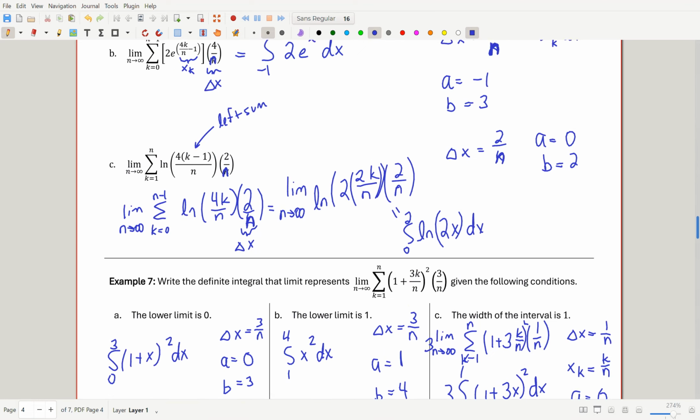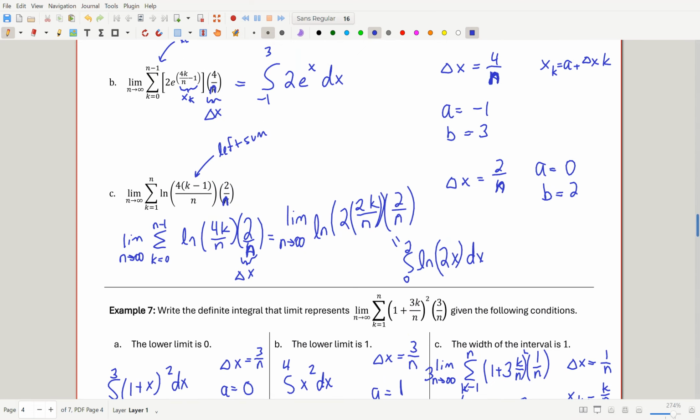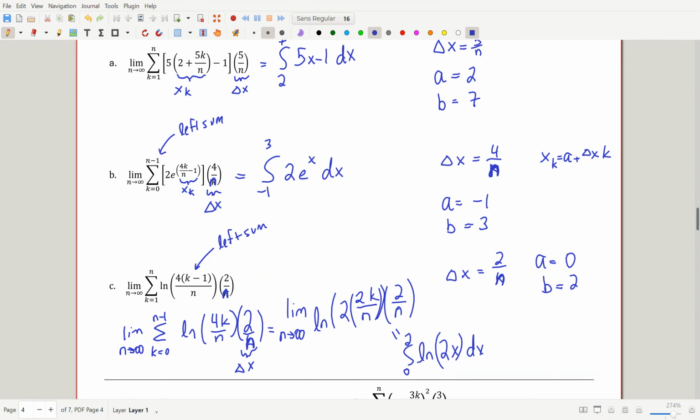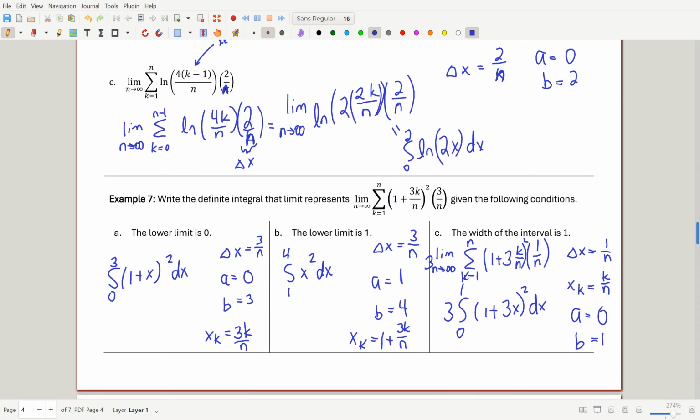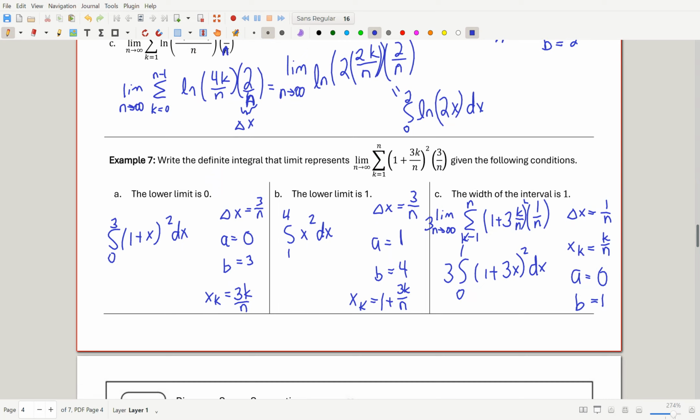As far as what you would expect to see on the quiz or the test, things like A, B, and C are fair game. I'm not going to drop something like letter C on you on the test. Okay, that I'm not going to do. But A, B, and C are fair game. Knowing how to do this thing with getting the delta x and the delta xk to match, that's something you'll have to do.